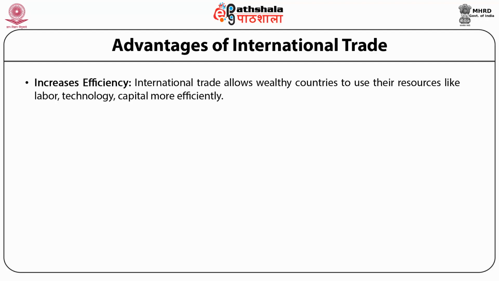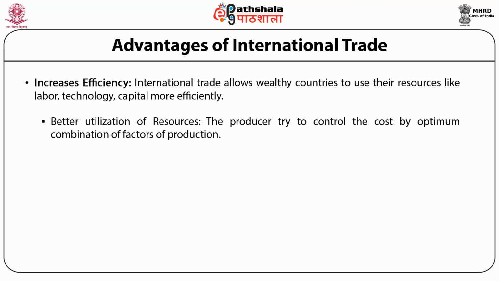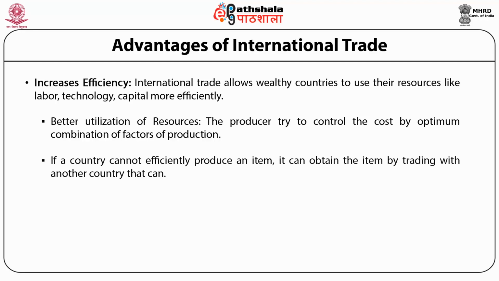Another benefit is better utilization of resources. The producers try to control the cost by an optimum combination of factors of production, so there is no misuse of production factors. If a country cannot efficiently produce an item, it can obtain that item by trading with another country that can produce it at lower rates.